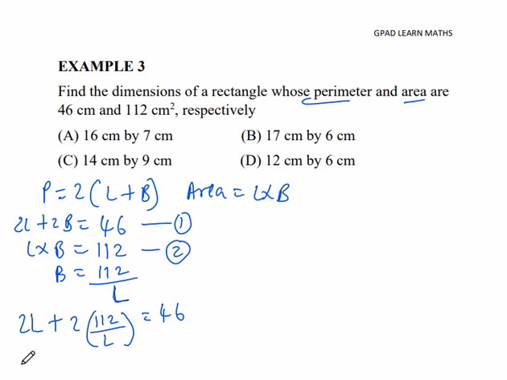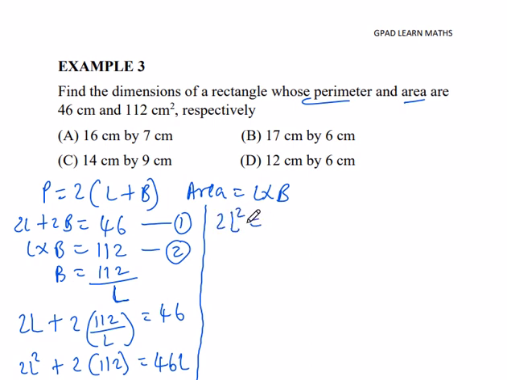If you do that, this will give you 2L squared plus, if you multiply this one by L, the L will cancel this L here. So you will have 112 and is equal to 46 times L, which is 46L. Okay, so I have that there. Let me just simplify this. So 2L squared is equal to 2 times 112, which is 224.